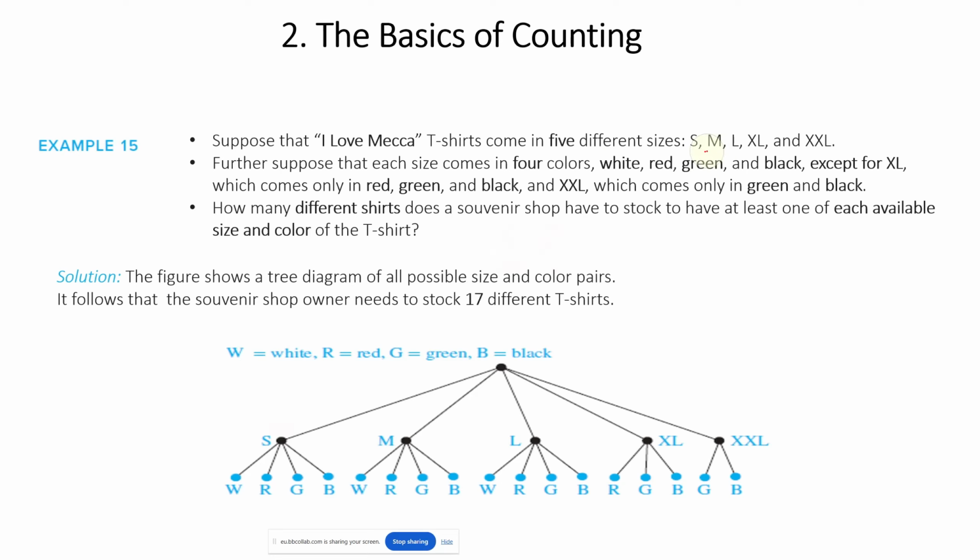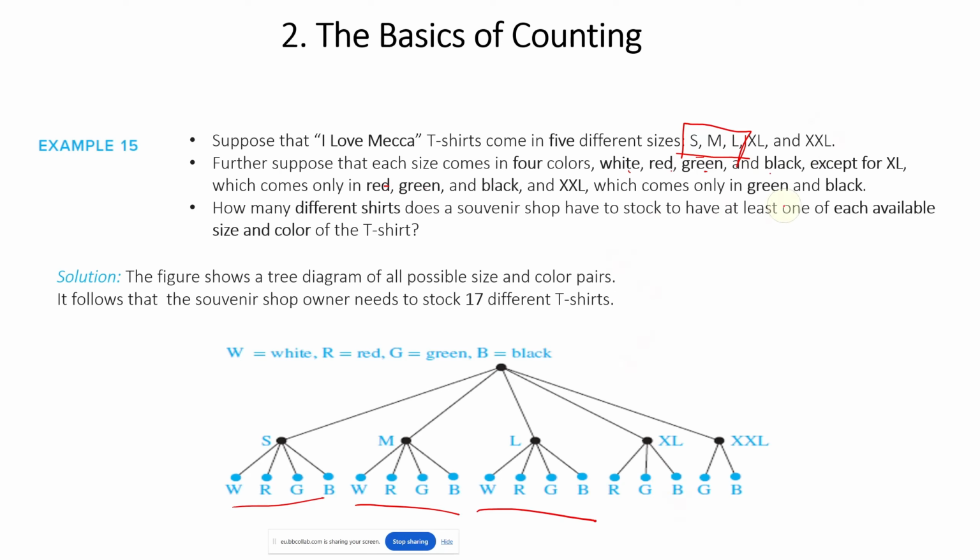We said for the small, medium, large, all of these come in 4 colors, 1, 2, 3, 4, except for XL, which comes only in 3 colors. So this means small, 4 colors, medium, 4 colors, large, 4 colors. Now XL comes in 3 colors, which is the red, green, and black. So here we have red, green, and black.